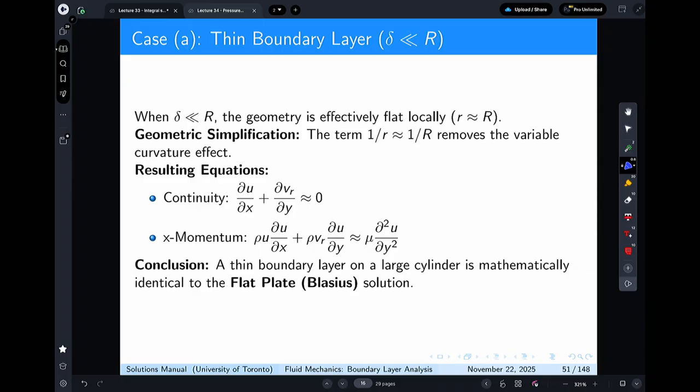So 1 over R curvature effects. So you can write del U del X plus del VR del Y is equal to 0. Rho U del U del X plus rho VR del U del Y is equal to approximately mu del squared U del Y squared. And we have done this as a simplification and a translation from one coordinate system, R theta Z, to another. And this one is just going to be XY, because in this case, it's not really affected by the curvature of the cylinder.